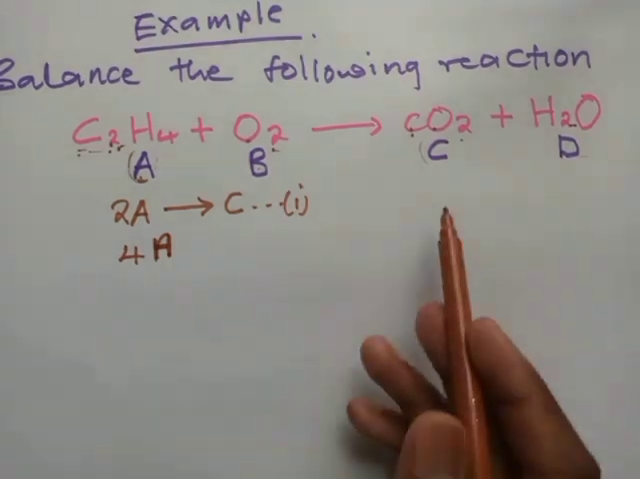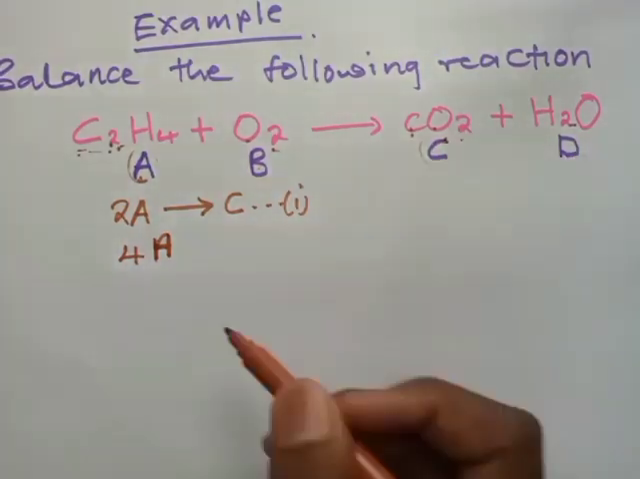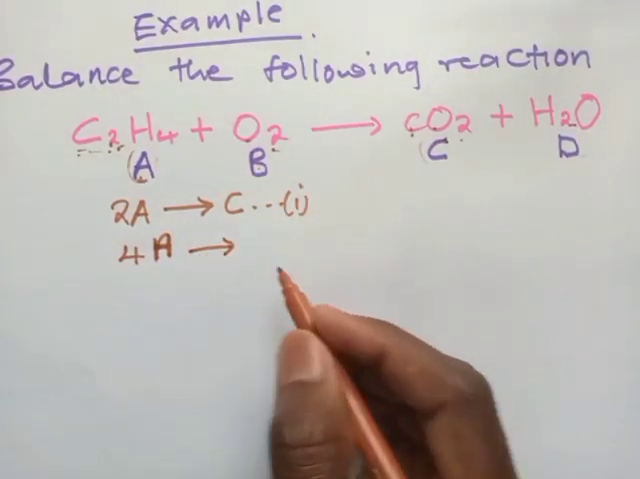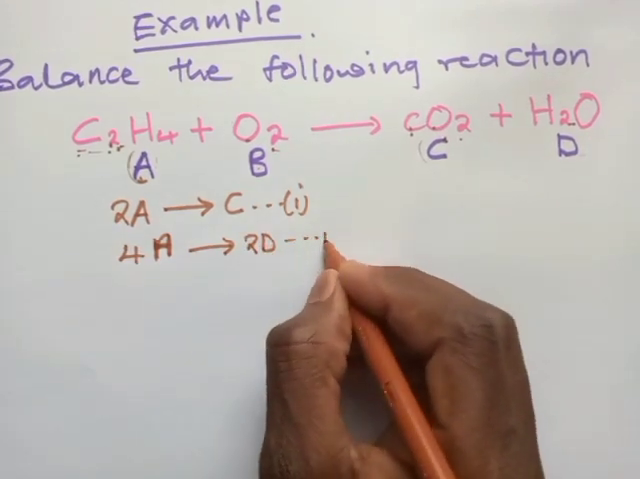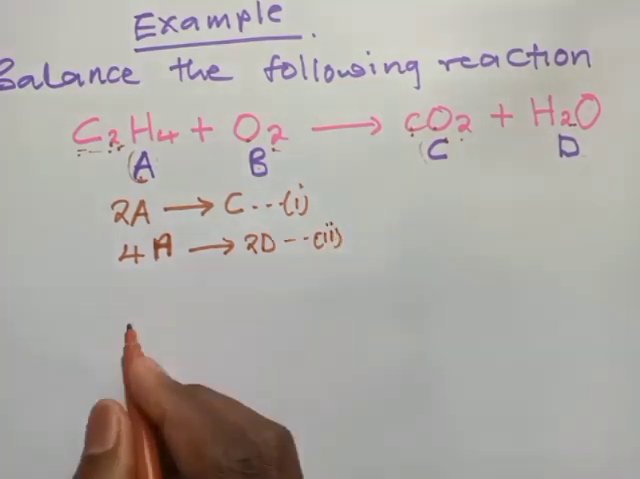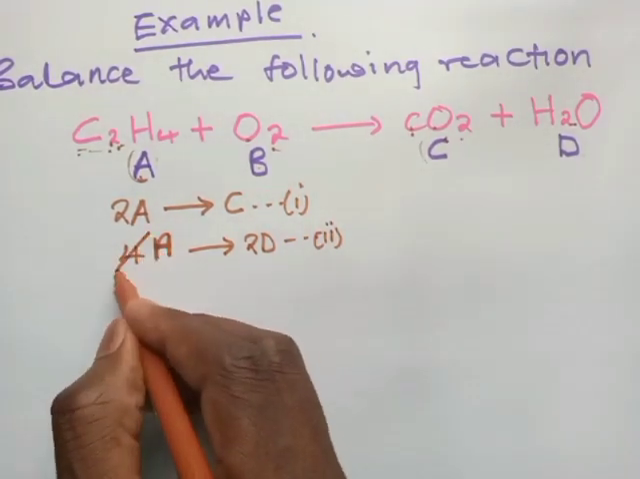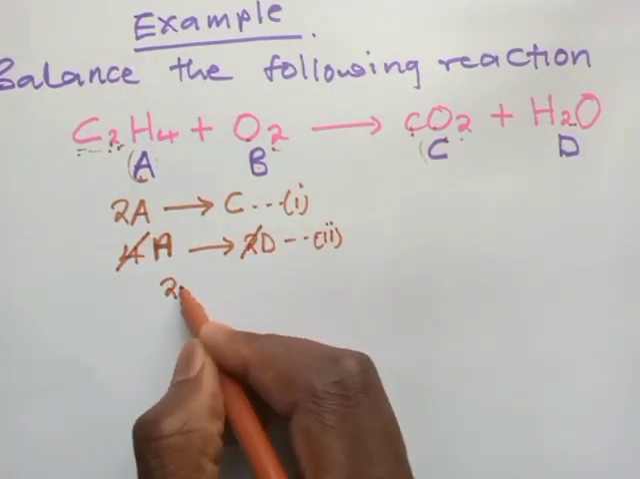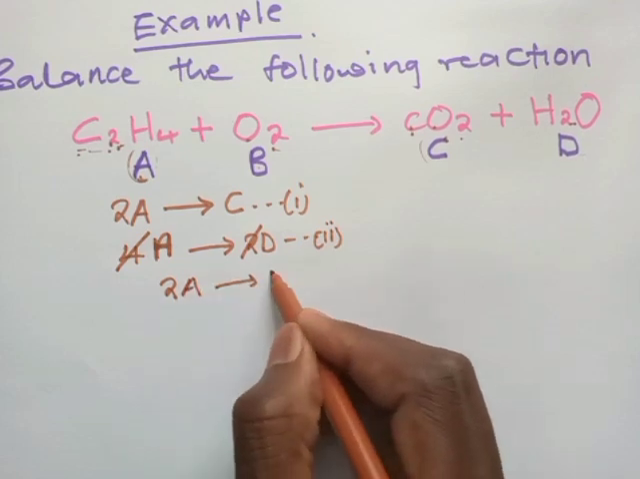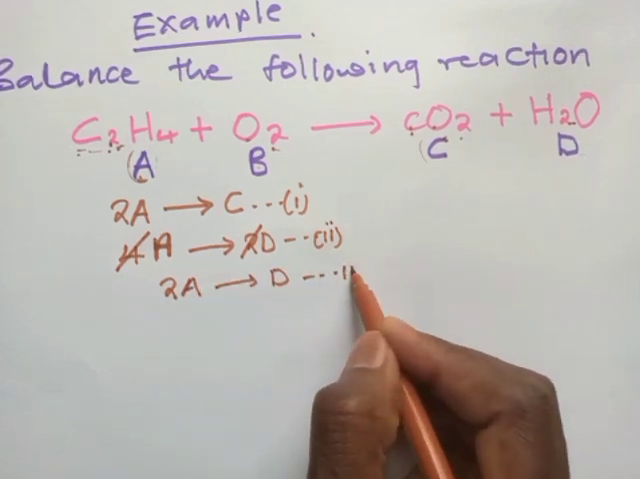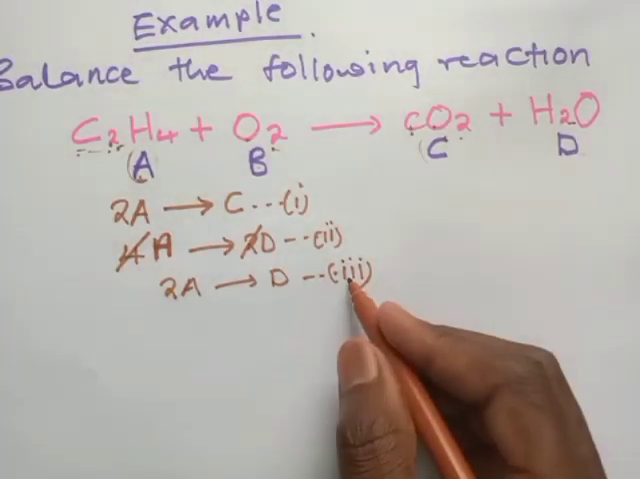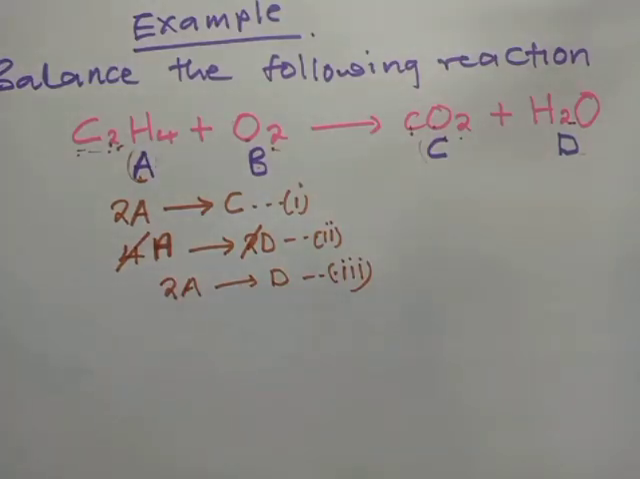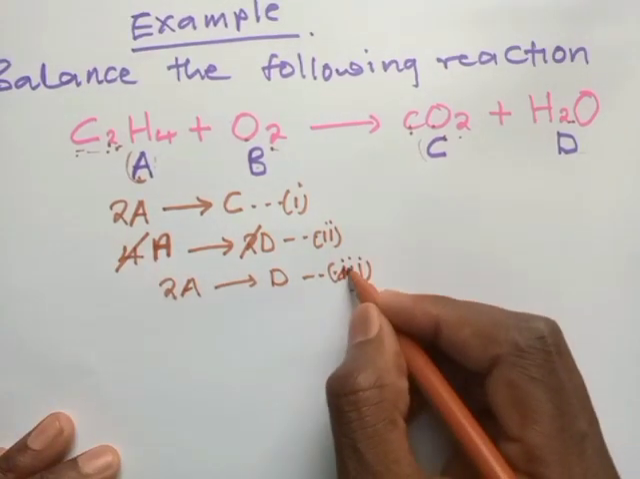I'll say 4A. Here there is no hydrogen, but it is found on D. How many hydrogen do you have? We have 2D. So this has to be the second equation. If you want, you can even reduce this by cancelling these, and you have 2A, which is going to be equal to D. This still stands to be your third equation. I mean your second. Okay, let me put it as the third equation.